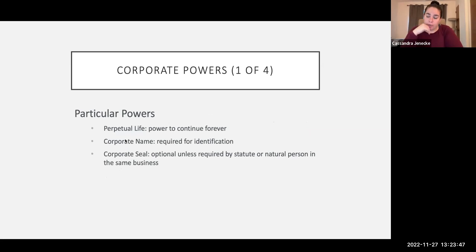As I mentioned earlier, corporations, unlike human people, live forever until they are terminated. You must have a corporate name in order to be identified, and you have to have a seal. The seal is optional unless it's required by statute. California does require a seal.